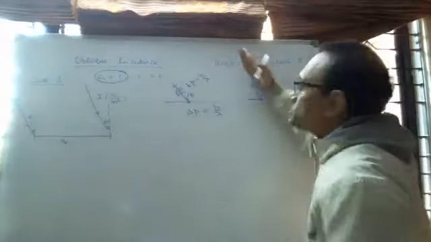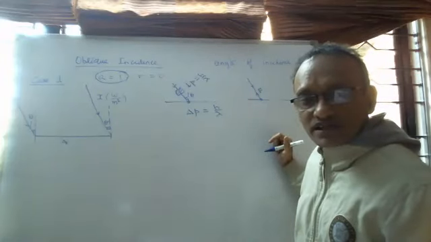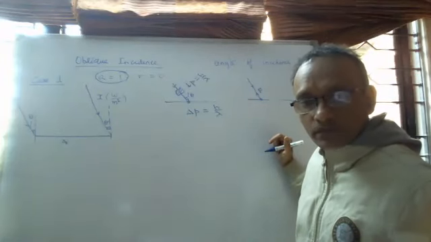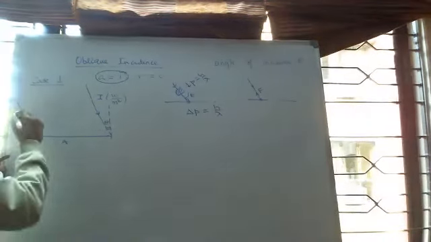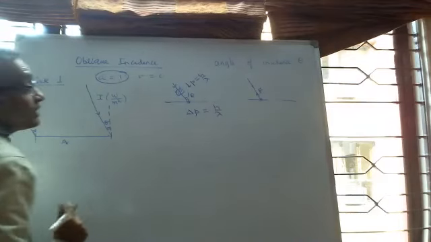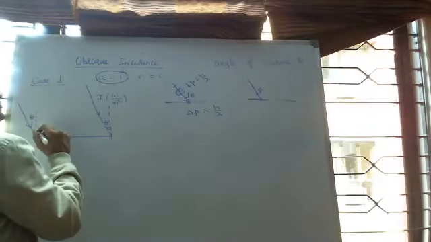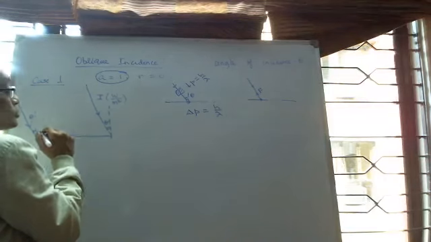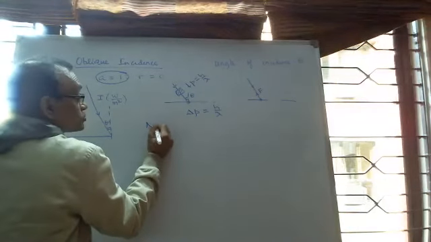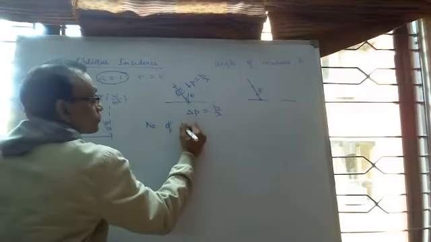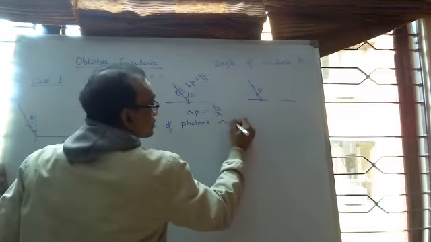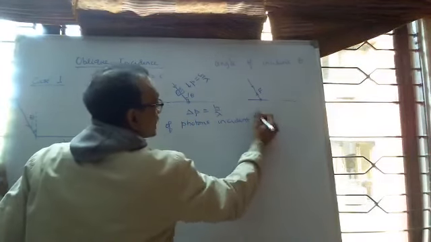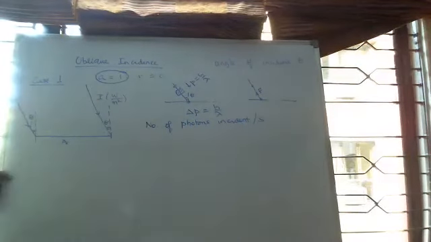In the direction of change in linear momentum is the force exerted by the surface on every photon. अब ये देखो, इसमें let me first find out the number of photons incident per second. Number of photons incident per second निकालो.